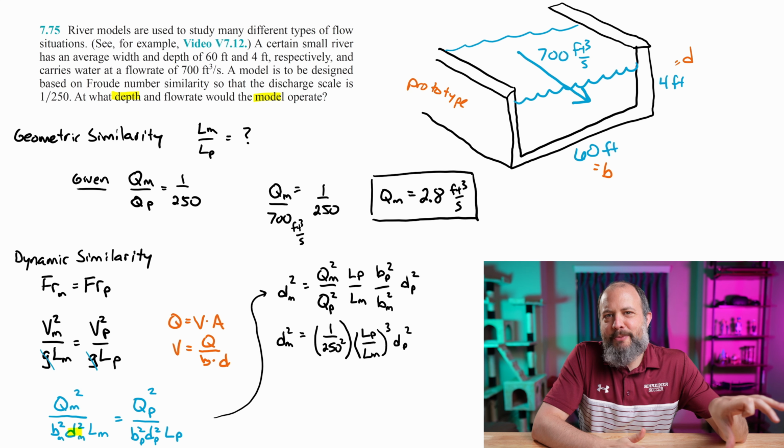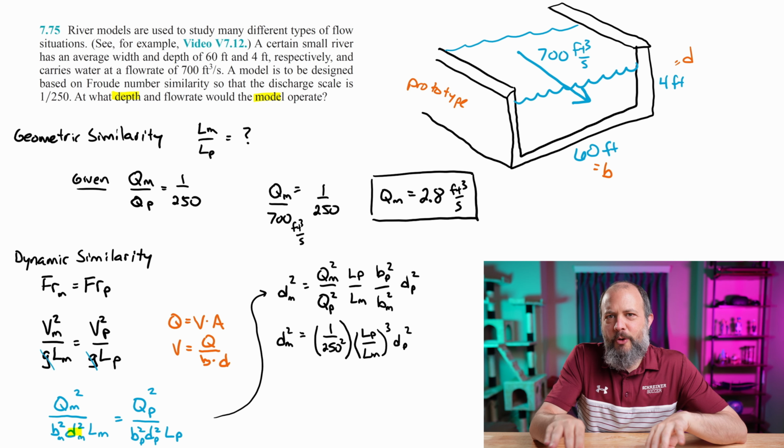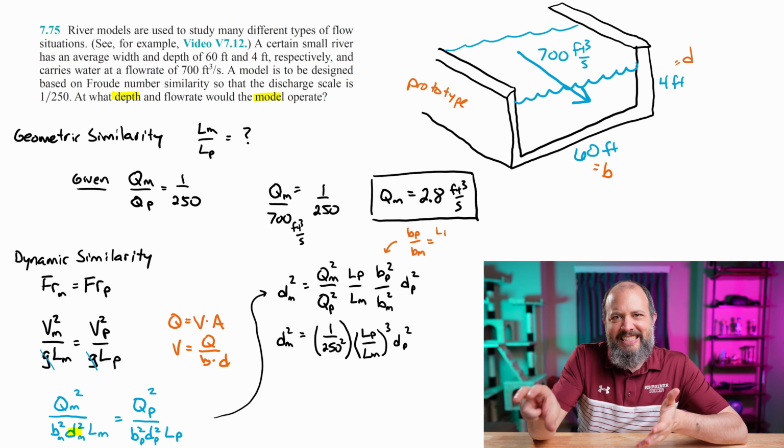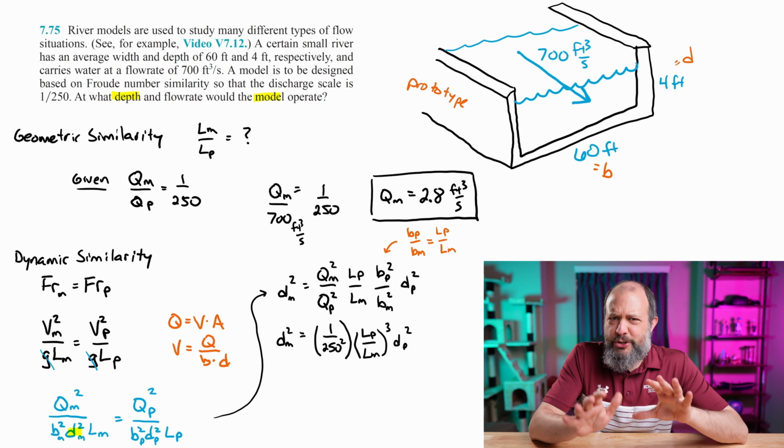So this helps a lot to get rid of some of those terms like the B distance for the model that we didn't know. But now we're kind of stuck in that I don't know DM on the left and I don't know the ratio of L's on the right, but I do know the distance of the prototype, so I could put in that D value. But so we are still left with 2 unknowns.